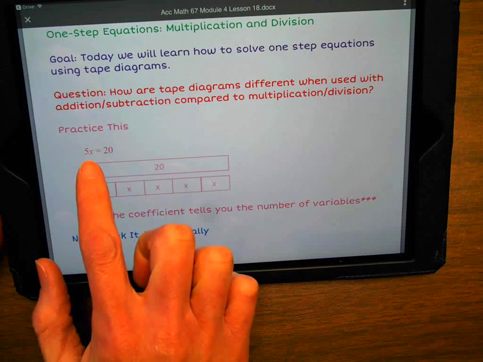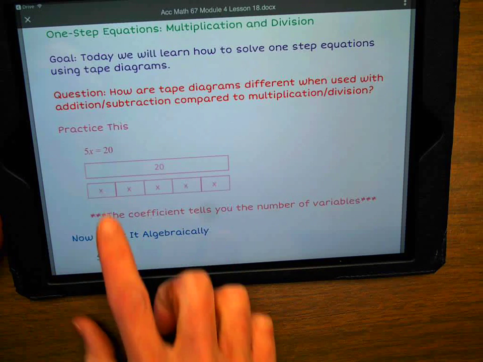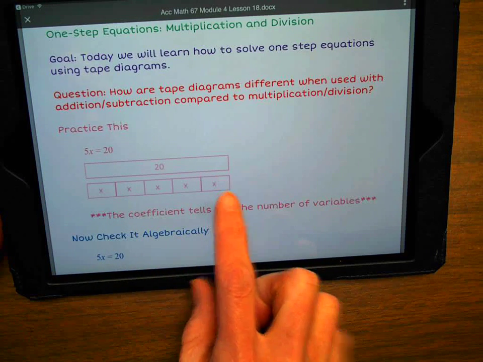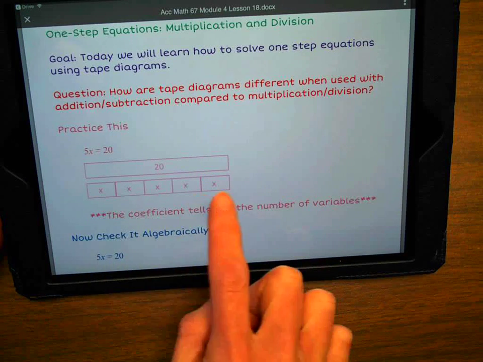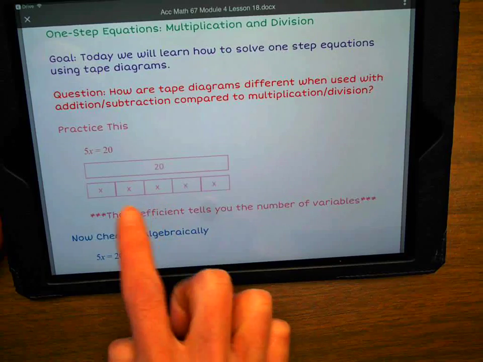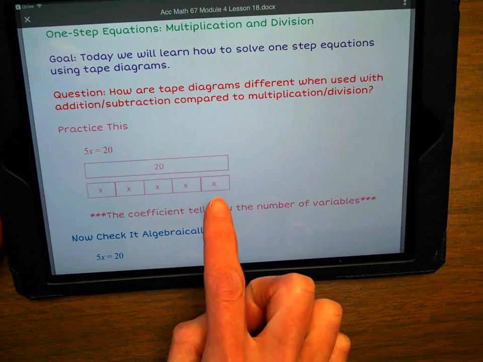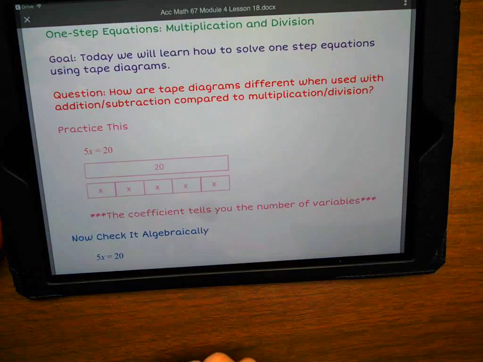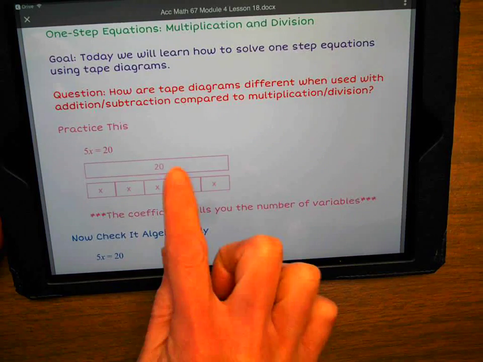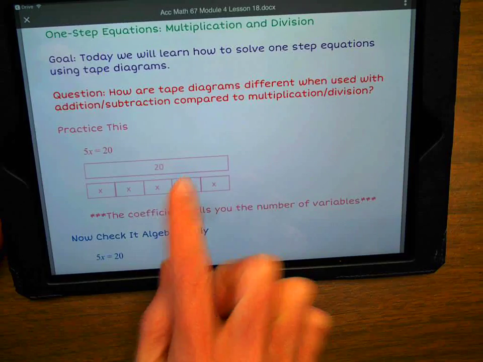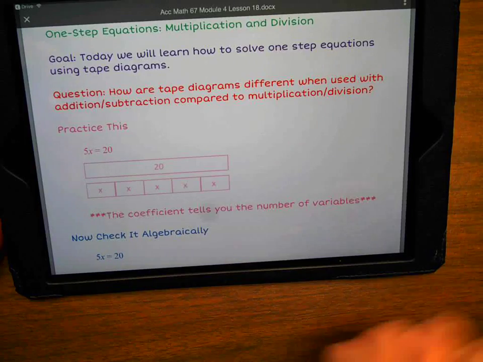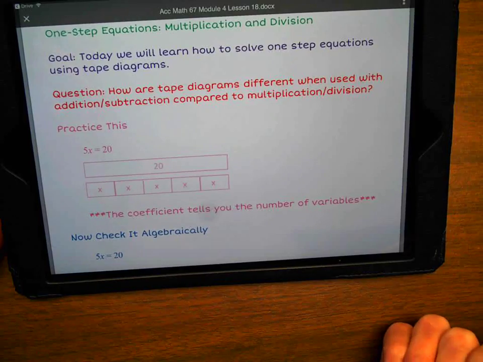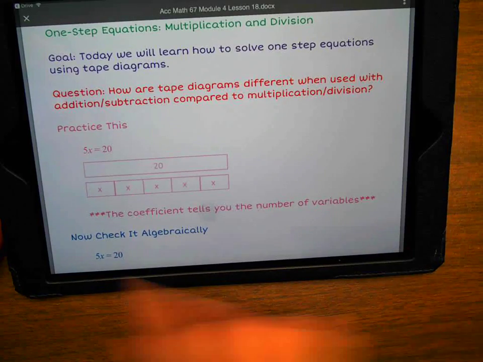And it says right up here in my math sentence or my equation that I have 5 x's. So what I've done is I've taken a tape that's exactly the same size as 20 and I've divided it into 5 equal pieces. By dividing it into 5 equal pieces, that tells me that there are 5 of the same number that fit into that tape that has a value of 20. So what number that happens 5 times gives me an answer of 20? And my thought is the answer is 4. So x must equal 4 because 4 times 5 equals 20.